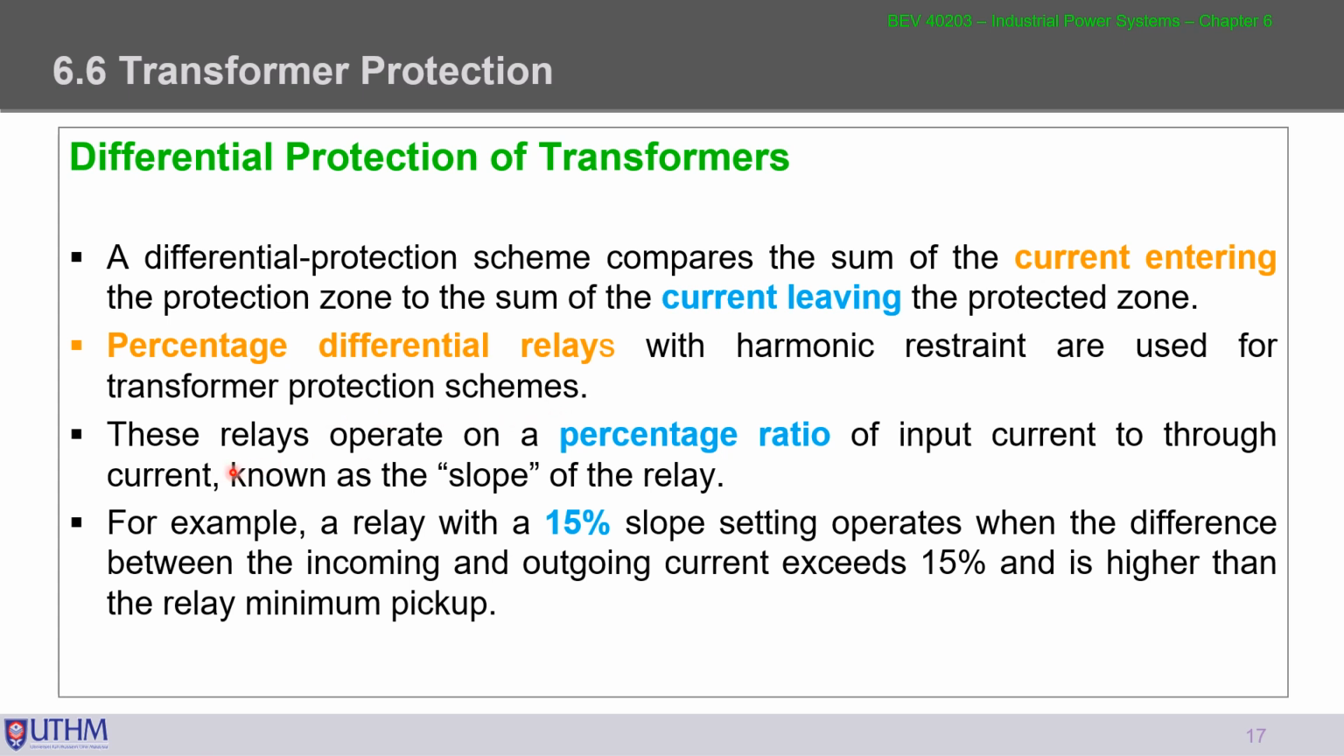This relay operates on a percentage ratio of input current to through current, known as the slope of the relay. For example, the relay setting is 50%. That means 50% is the differential value between the current entering and the current leaving the transformer. So the relay operates when the difference between the incoming and outgoing current exceeds 50% and is higher than the relay minimum pickup. This is the setting for the differential protection relay.